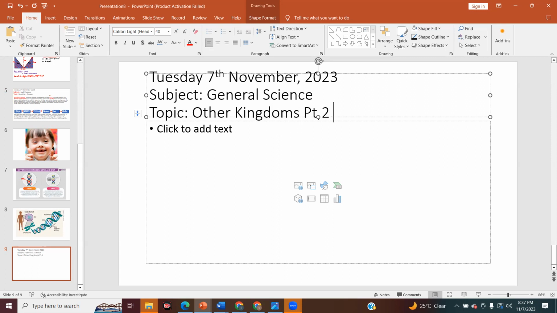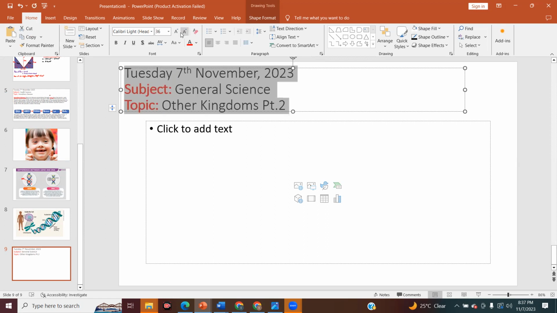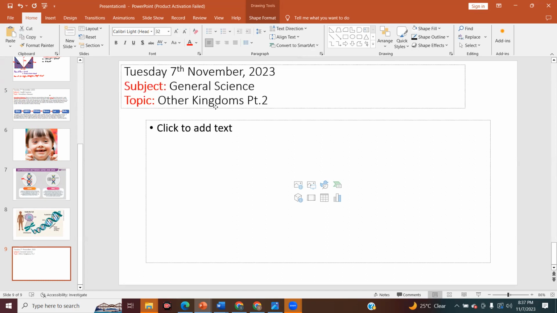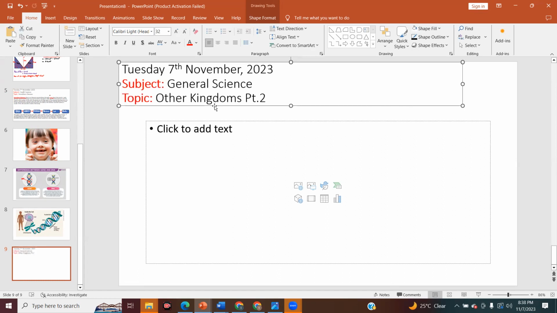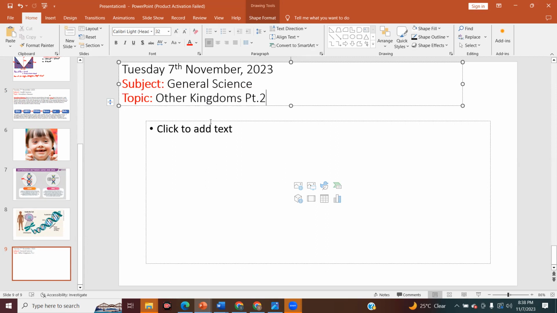When we talk about other kingdoms, we're looking at kingdoms that are neither plants nor animals. Last week, what kingdom did we look at? The bacteria kingdom. Very good, Malia. We talked about how they are microscopic, how they only have one cell, and don't have a proper nucleus. Today we're going to be looking at the Protist kingdom and also the fungus kingdom.